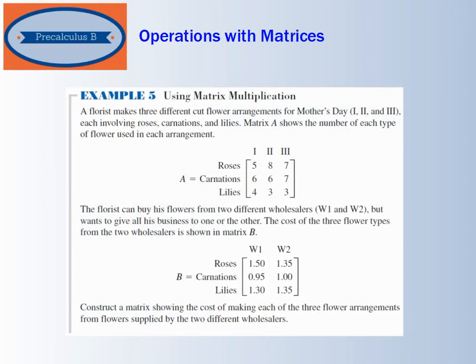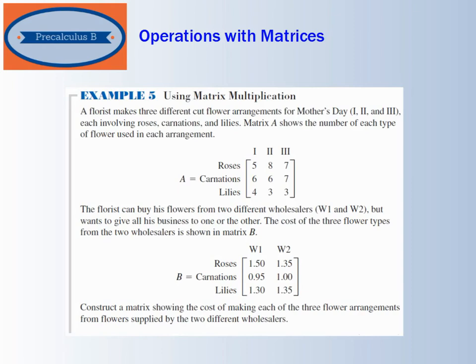In the first example that we're going to look at, we have a florist, and they make different flower arrangements for Mother's Day. We just label them as 1, 2, and 3, and we put those in the columns, and they involve either roses, carnations, or lilies. So the number in the matrix shows the number of each type of flower used in each arrangement, meaning in arrangement 1, it uses 5 roses, 6 carnations, and 4 lilies. In arrangement 2, we have 8 roses, 6 carnations, 3 lilies. And in arrangement 3, we have 7 roses, 7 carnations, and 3 lilies.